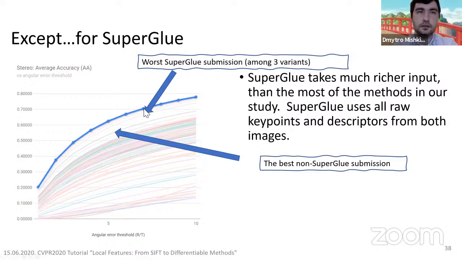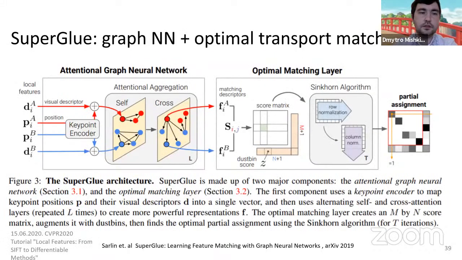And in this competition, the first three entries are variants of SuperGlue, and here is the best non-SuperGlue submission. You can see that the difference is huge, but it takes much richer input than the other methods. It takes not just correspondences, but all the descriptors, all the keypoints, and runs optimal matching on top of additionally learned descriptors.